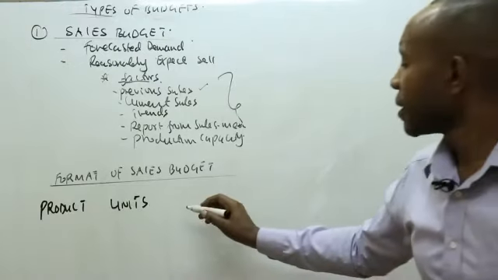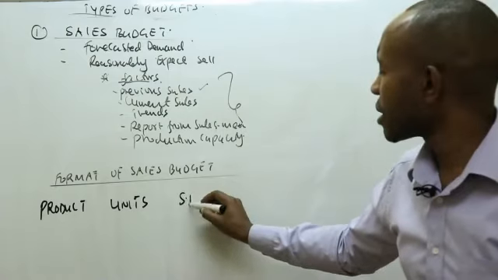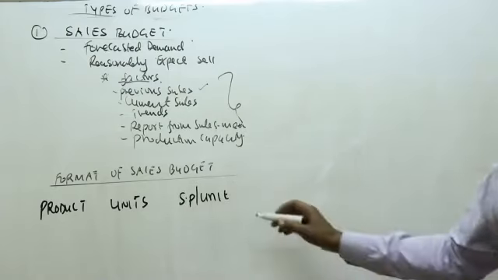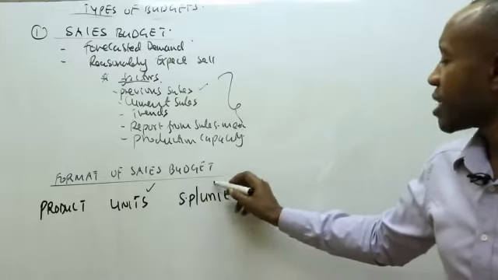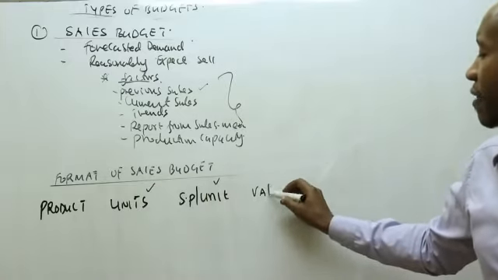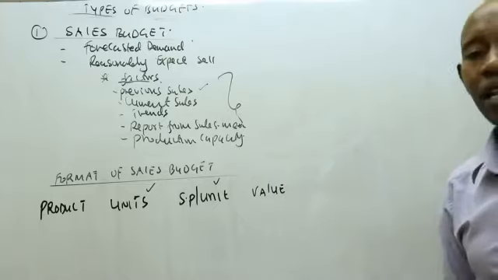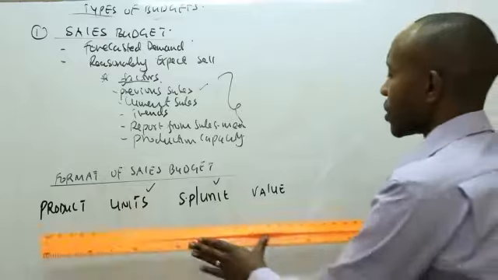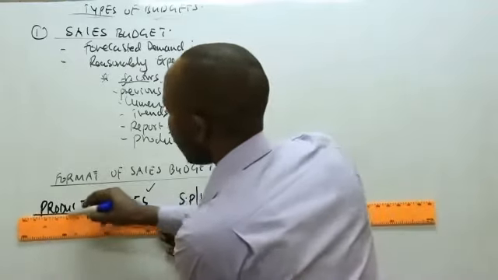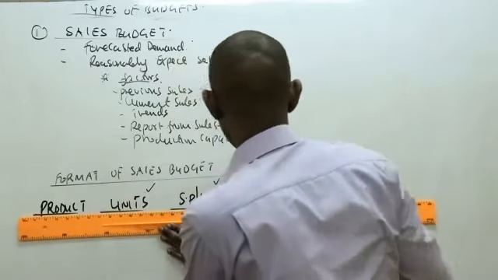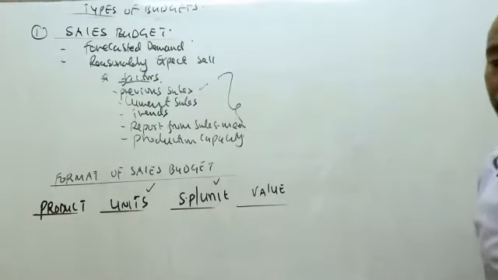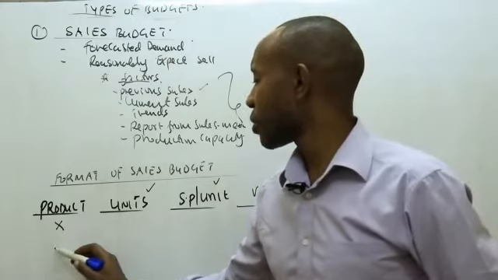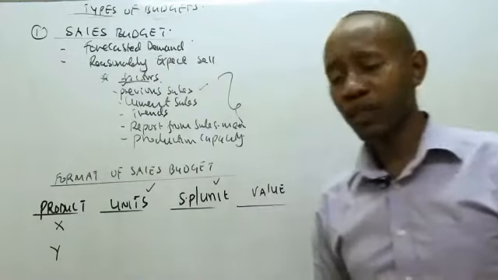Then we say, what is the selling price per unit? Then we can multiply units and selling price and get the value of our sales, or sales in terms of shillings. So that is how a sales budget looks. Very simple to remember.